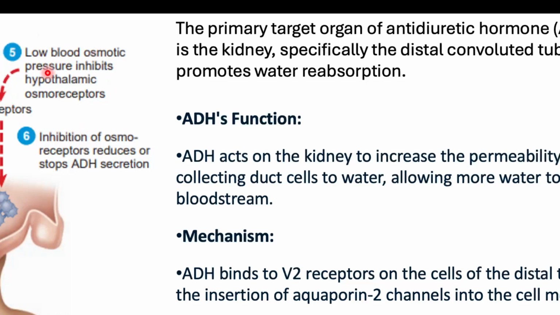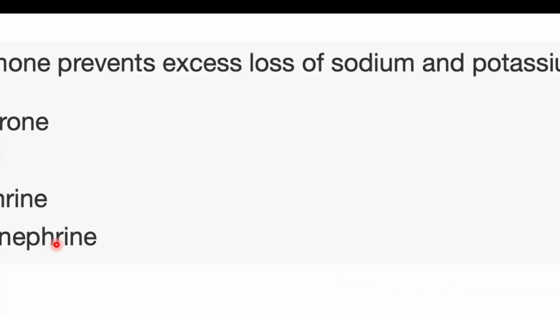Low blood osmotic pressure inhibits hypothalamic osmoreceptors. Inhibition of osmoreceptors reduces or stops ADH secretion, thereby target tissues like sweat glands decrease water loss by perspiration from the skin. Arterioles constrict, which increases the blood pressure. So the major target organ of the antidiuretic hormone is the kidney. I hope it is clear to the students.